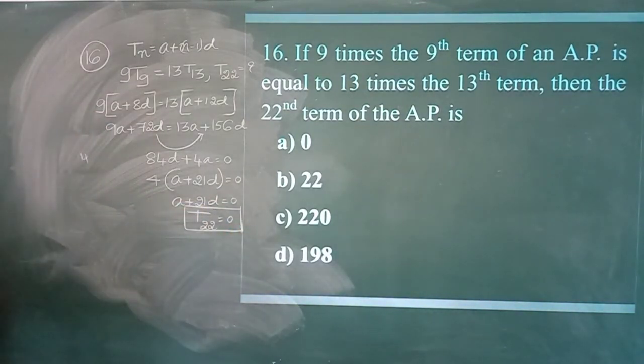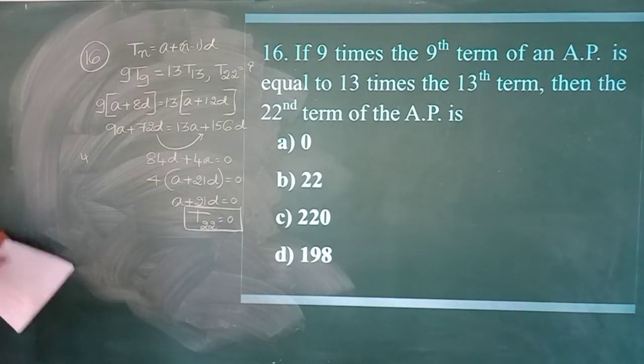So this is the first, easiest method: 9 times T9 is equal to 13 times T13, that is 9 times a plus 8d is equal to 13 times a plus 12d. Multiply this and simplify, you will get 84d plus 4a is equal to 0. Take 4 out, a plus 21d, so T22 is equal to 0.